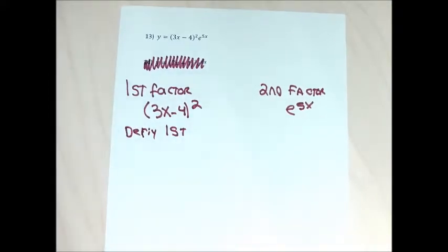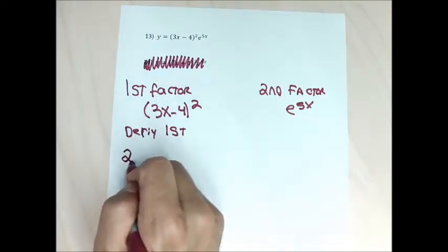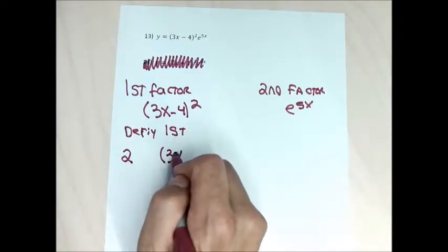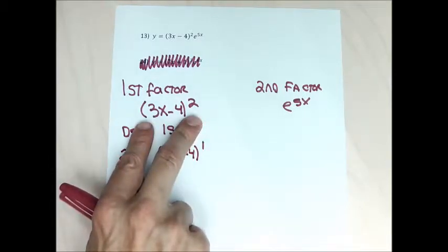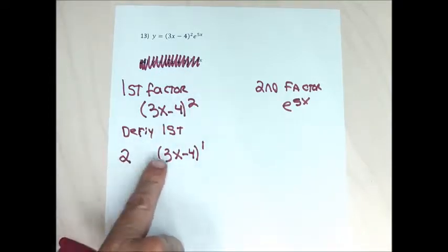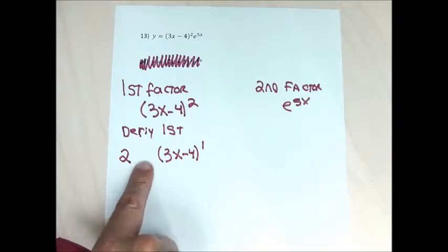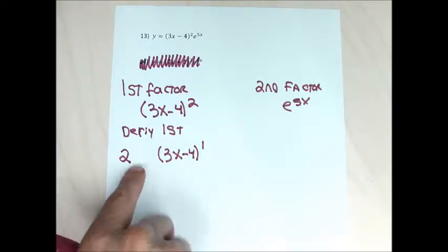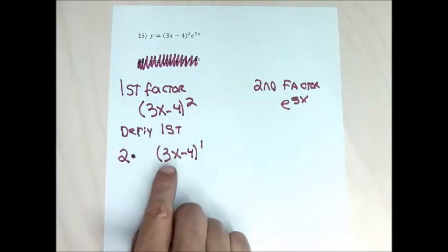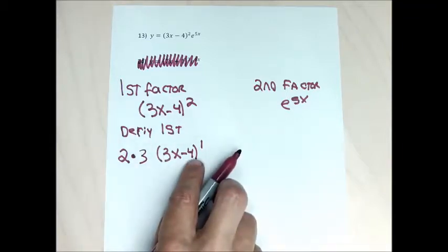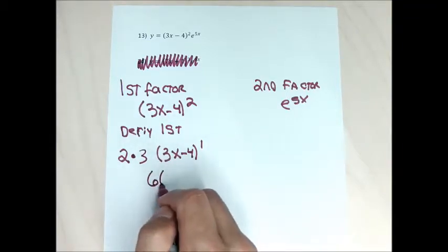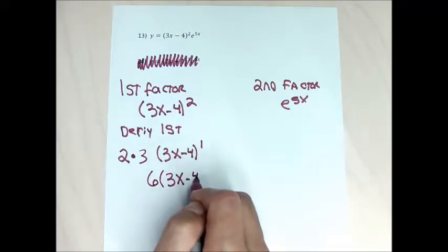First factor is a parentheses with an exponent, so I need to use the chain rule to find its derivative. I bring the exponent out front, leave the contents of the parentheses the same, leave myself some room, lower the exponent by 1, and where I have that room, write the derivative of each term inside the parentheses. The derivative of 3x is 3. The derivative of minus 4 is 0. So for the derivative of the first, I'm going to write 6 times 3x minus 4.